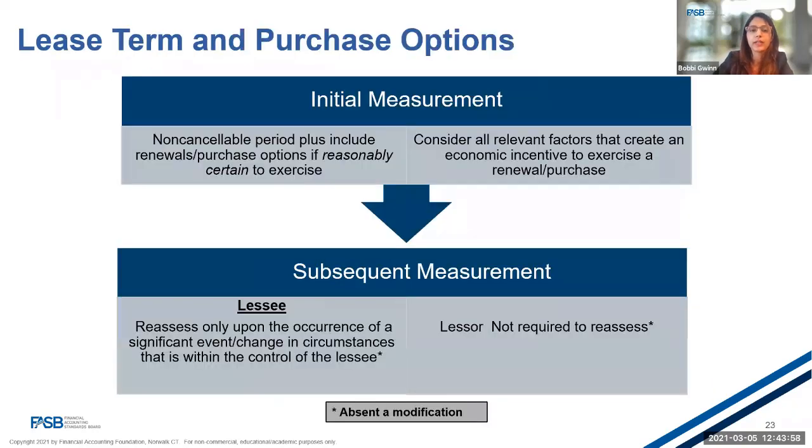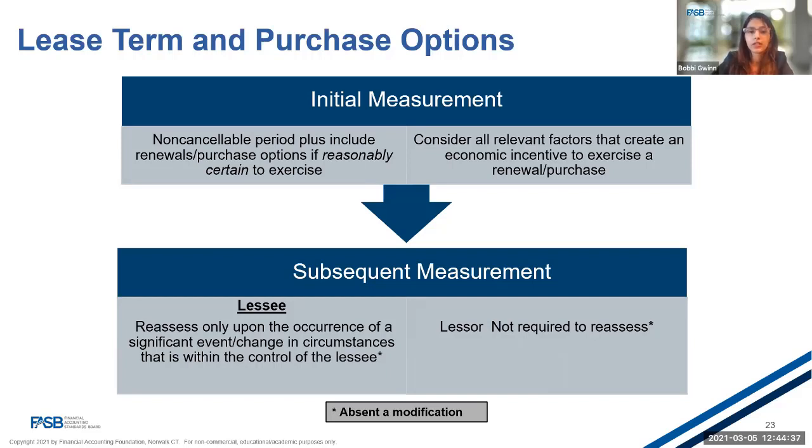So with that, if we could move to the next slide. In this slide, we're going to talk about the lease term. The definition of lease term has not changed significantly. It's the non-cancelable period of the lease, and if there are any options for the lessee to renew or terminate the lease, at the lease commencement, the lessee would apply significant judgment and determine whether it's reasonably certain to exercise those options. Lessee would consider all relevant factors that create any economic incentive to exercise those options.